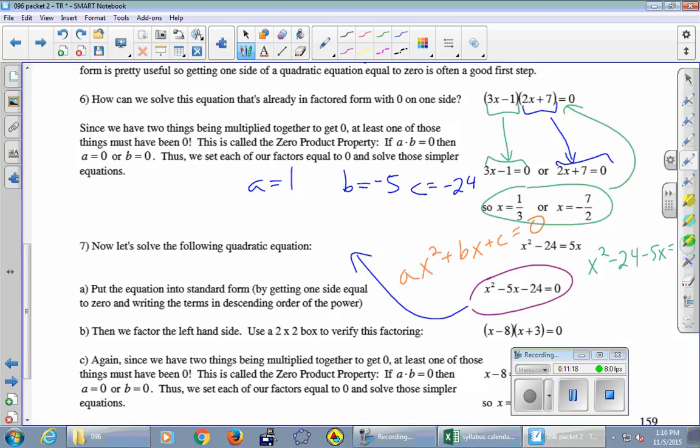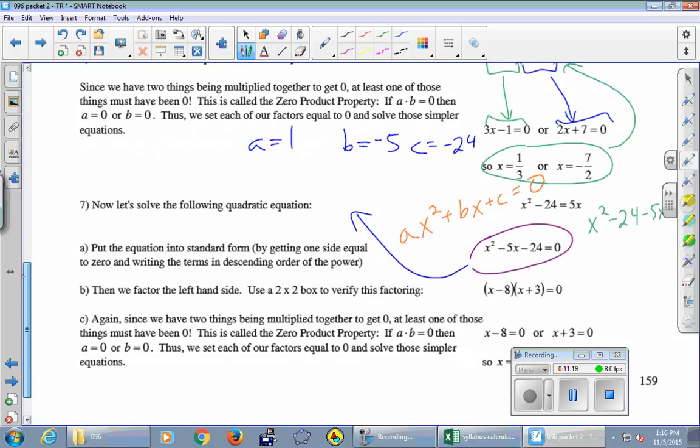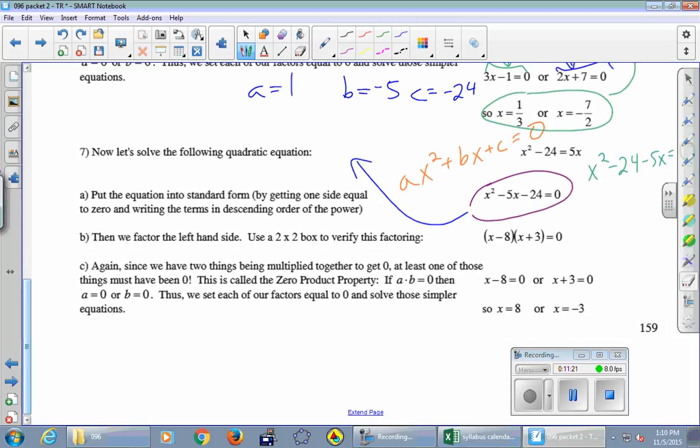Okay, so let's come back to our more complicated one in number 7. Starting with x squared minus 24 equals 5x. We put it in standard form, which means moving that minus 5x to the left-hand side, 0 on the right-hand side. So x squared minus 5x minus 24 equals 0.